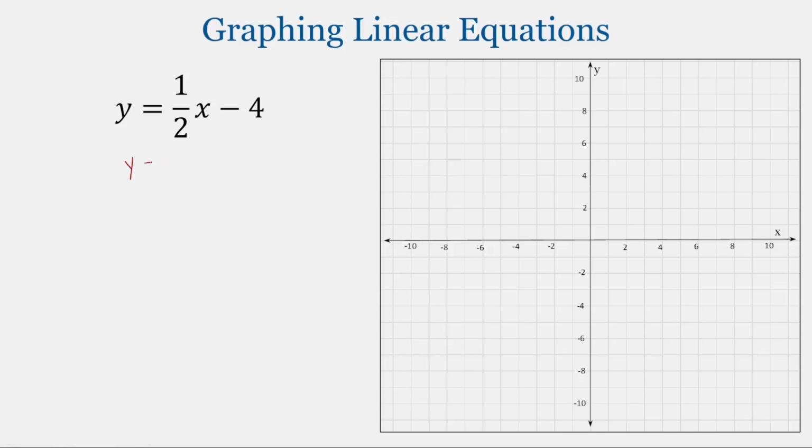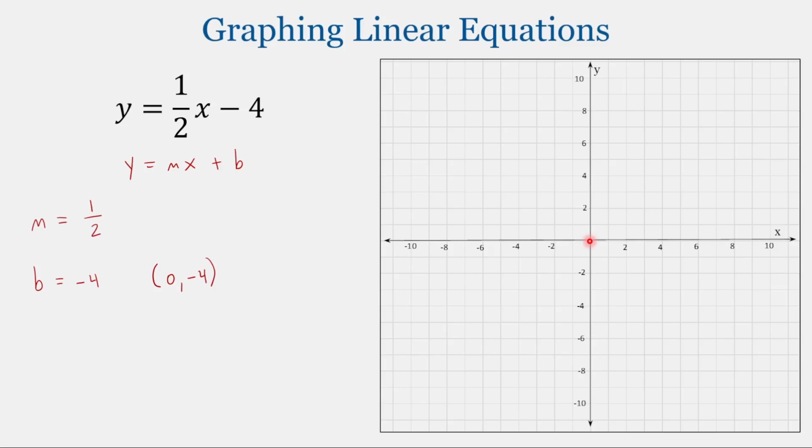So this equation is written in slope-intercept form. It's in y equal to mx plus b form. So m is our slope, and our slope is equal to 1/2. And b is our y-intercept, and our y-intercept is -4. Let's start with this y-intercept. A y-intercept of -4 means we have the ordered pair (0, -4).